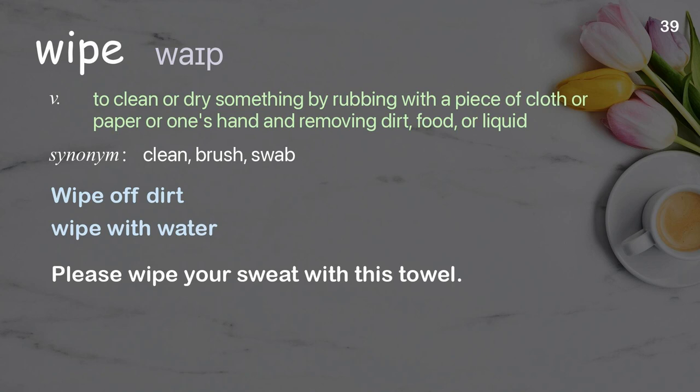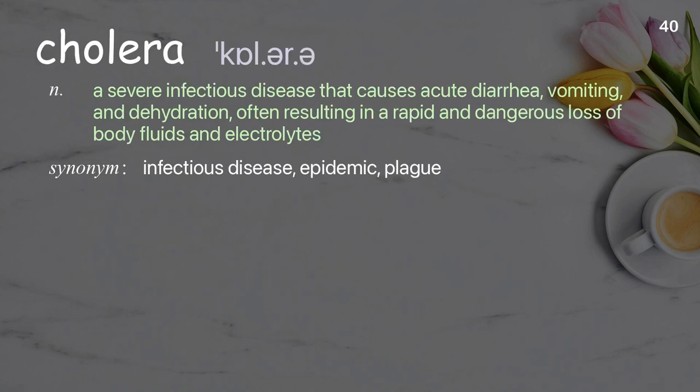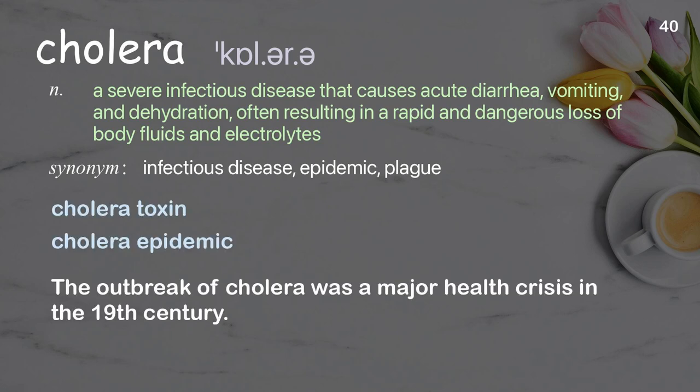Cholera. A severe infectious disease that causes acute diarrhea, vomiting, and dehydration, often resulting in a rapid and dangerous loss of body fluids and electrolytes. Examples: cholera toxin, cholera epidemic. The outbreak of cholera was a major health crisis in the 19th century.